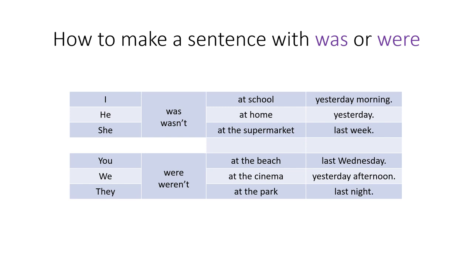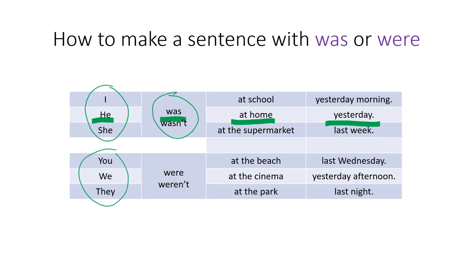How can I make a sentence with was or were? Well, if I start my sentence with I, he, or she, then I know I have to use was or wasn't. So my sentence could be, for example, he was at home yesterday. But if I start my sentence with you, we, or they, then I know I have to use were or weren't. So an example sentence could be, they weren't at the cinema last Wednesday.